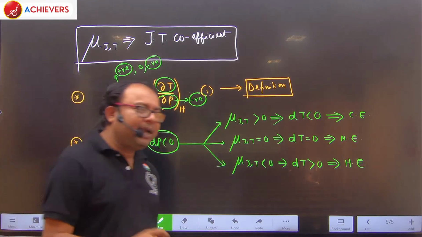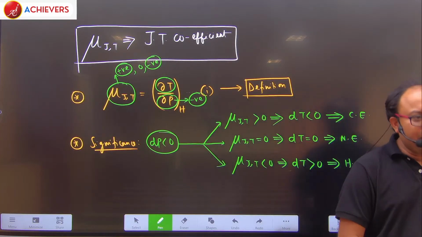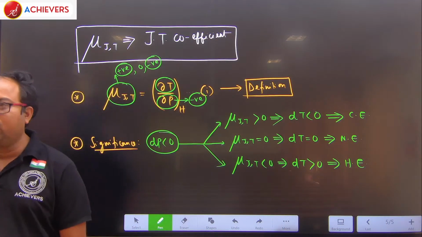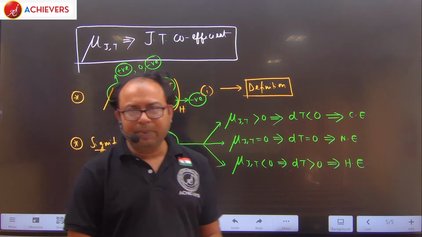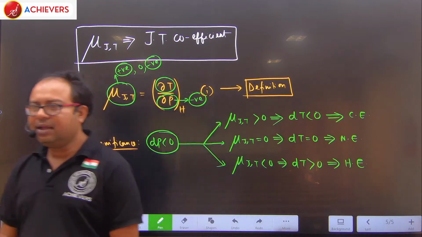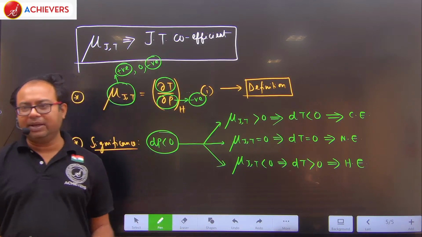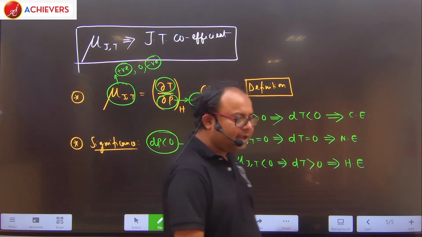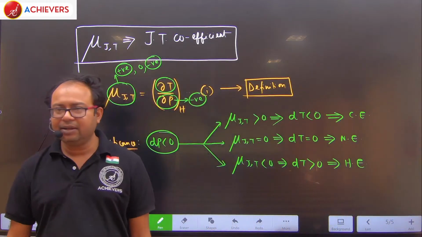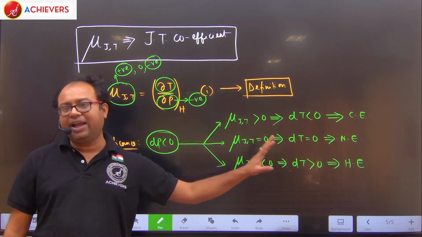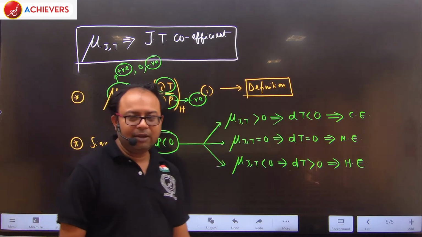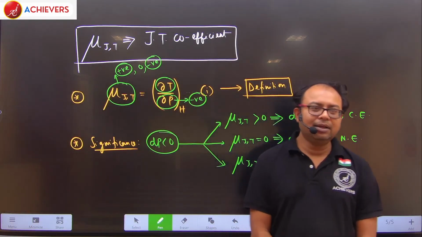So for a particular process, if we find mu jet is positive, then there must be a cooling effect. If we find mu jet to be equal to 0, then there must be no effect, the process is isothermal in nature. And if we find mu jet to be negative, then there must be a positive change in temperature that leads to a heating effect. So this is the significance of this particular parameter, the Joule-Thomson coefficient, which is denoted as mu jet.